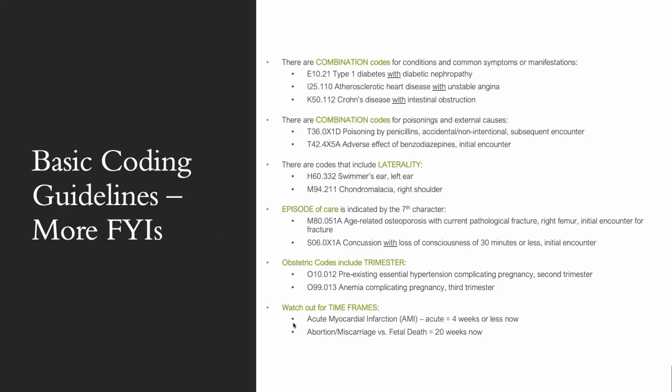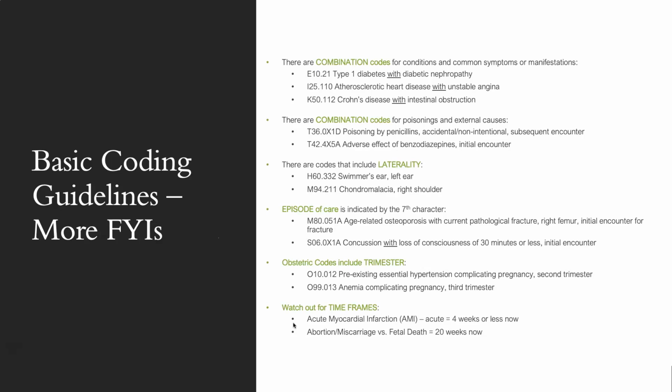Another example would be K50.112, Crohn's disease with intestinal obstruction. At the beginning, it was E10.21, type 1 diabetes with diabetic nephropathy. Those are combination codes, and you need to watch out for those because you don't want to code, for instance, acute otitis media with perforated left eardrum as H66.92 and H72.92. That would be incorrect because there is a combination code, H66.012, that includes both.